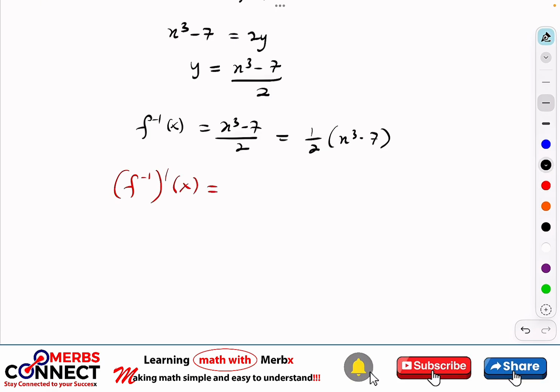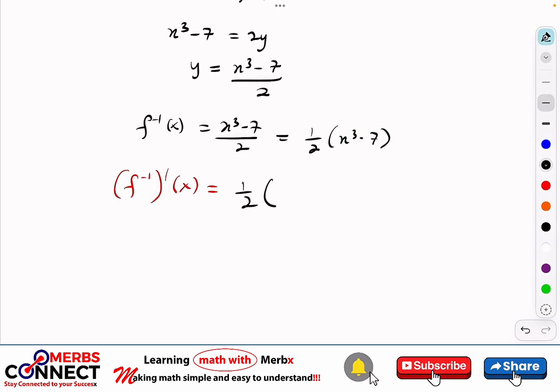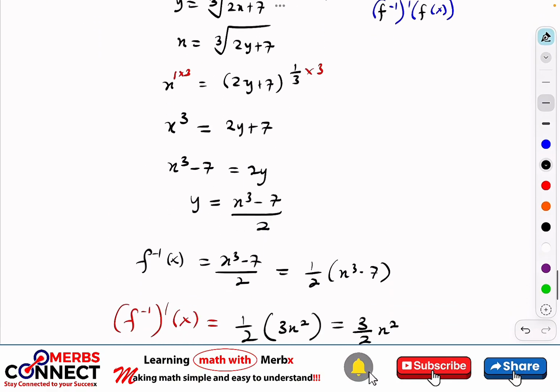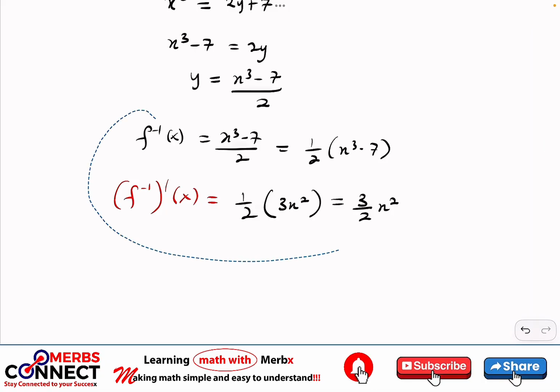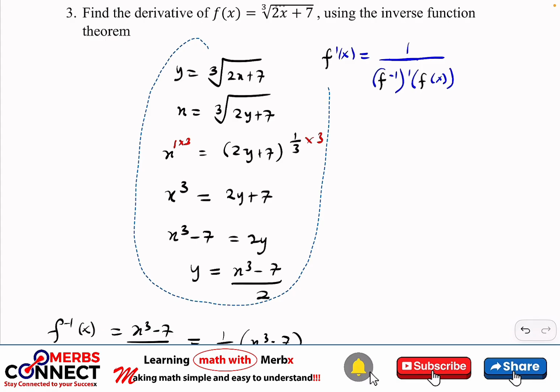So this is going to give us 1 over 2, and I just deal with what is inside the parentheses. Use the power rule and have 3x squared, and when I differentiate a constant, I get 0. So finally we are going to have 3 over 2 x squared. Beautiful. Now let's go back to our formula here.